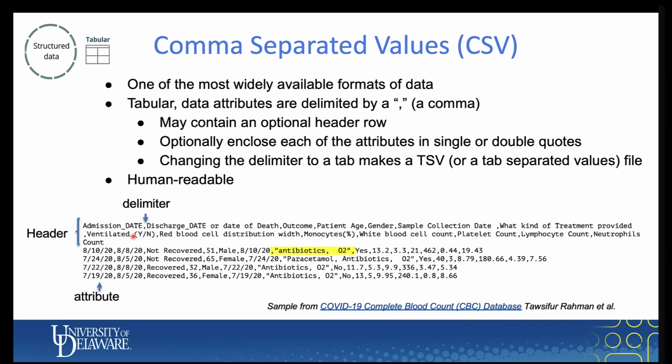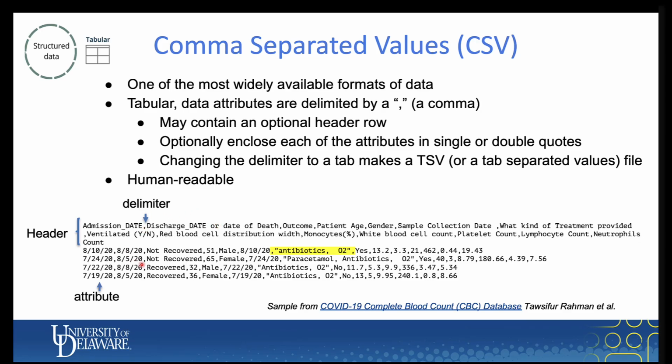Comma-separated value is one of the oldest formats still used and preferred by different systems across domains. It is one of the most widely available formats of data. In this format, each of the data attributes, we have an example here, is separated by a comma. The comma is a delimiter.